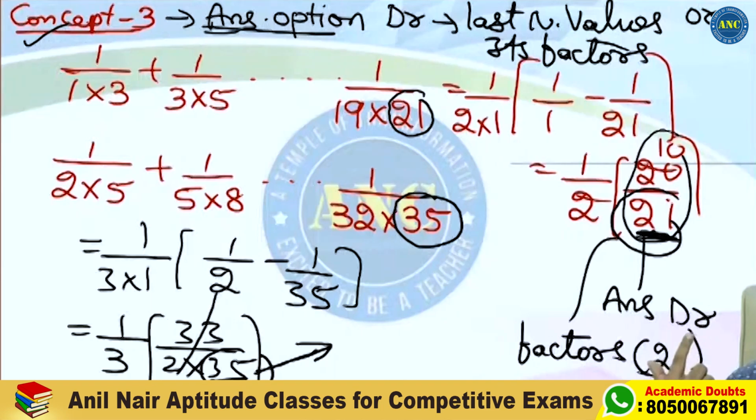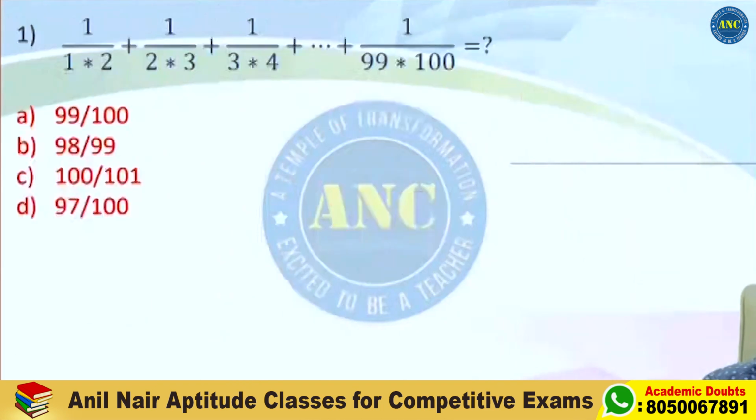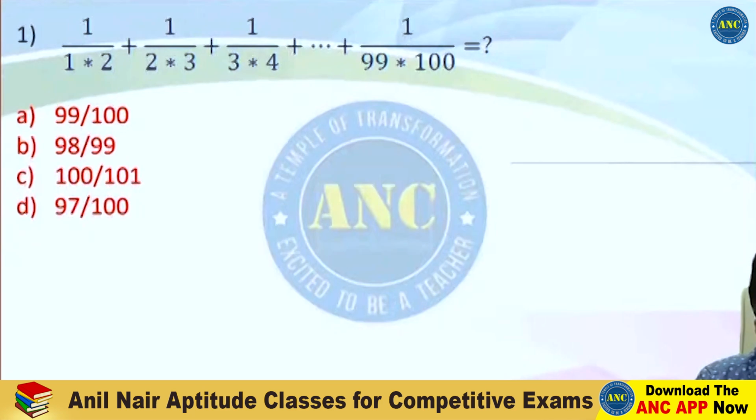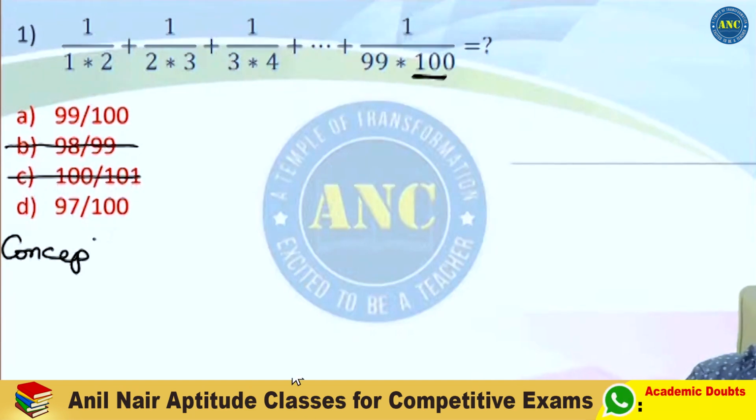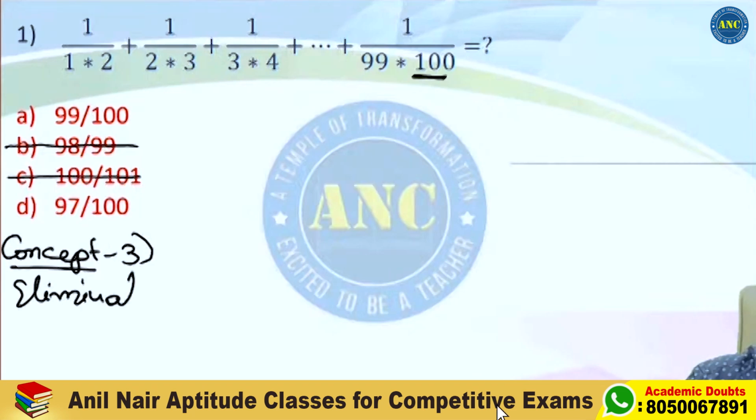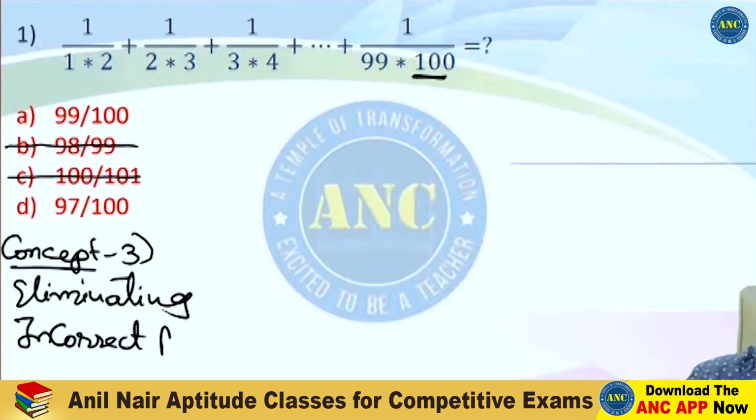Now we will solve concept number 4 also with problems. See here. First question: 1 by 1 into 2, 2 into 3, 3 into 4, up to 99 into 100. The answer denominator should contain 100. By looking at the question itself, two options are eliminated. That is the beauty of concept number 3. Concept 3 helps us in eliminating incorrect answer options.